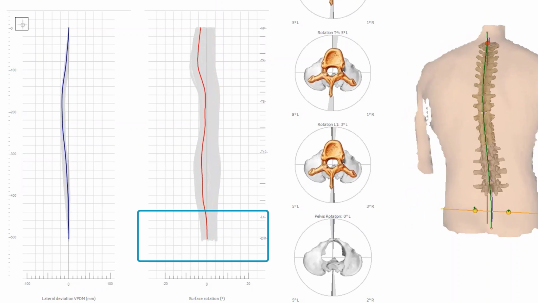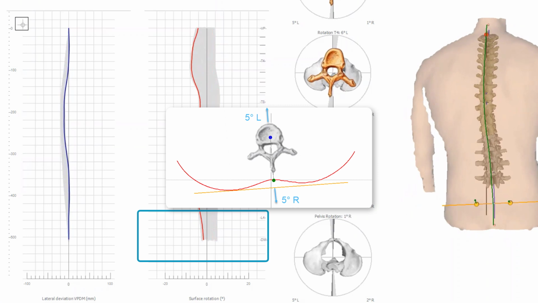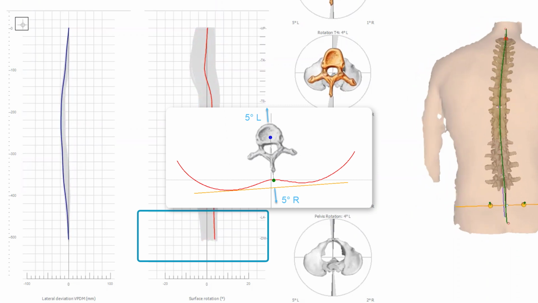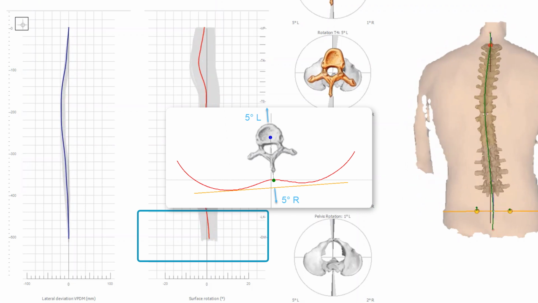The real pelvic rotation takes the inverse of this. So if we see the lower end of the graph at 5 degrees to the right, this corresponds to a 5-degree alignment of the ASIS to the left.